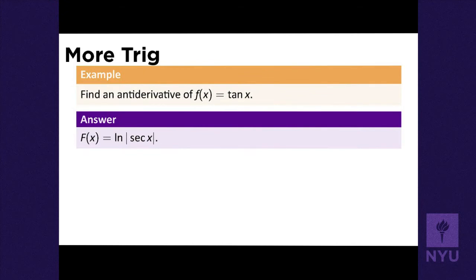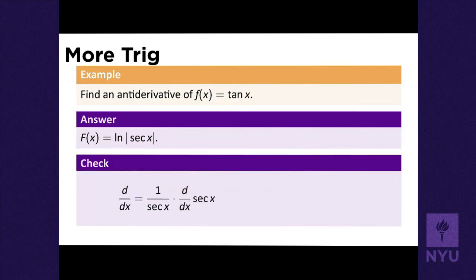However, if I said that the antiderivative was the natural log of the absolute value of secant, you'd say, oh yeah, totally, that makes sense. And if you didn't believe me, you could always check it by taking the derivative of the natural log of the absolute value of secant. What is the derivative of the natural log of the absolute value of the secant of x? Well, the derivative of the natural log of the absolute value of anything is 1 over that thing times the derivative of that thing. So 1 over secant x times the derivative of the secant function of x.